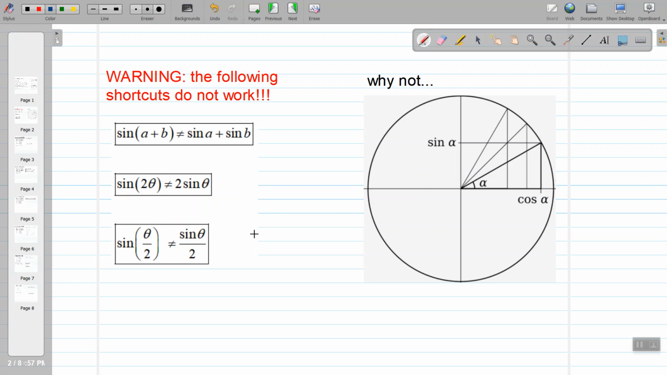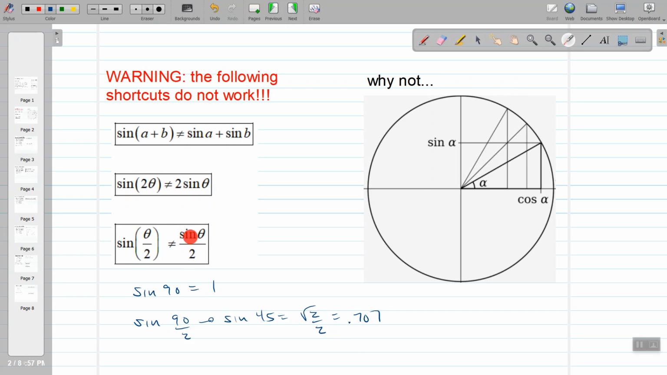Okay, so for example, let's take sine of 90 degrees. You know sine of 90 is equal to 1. You also know that sine of 90 divided by 2 is the same as sine of 45, which is going to be the same as root 2 over 2, which in decimal form is 0.707. All right, so let's apply that to what this is saying over here.